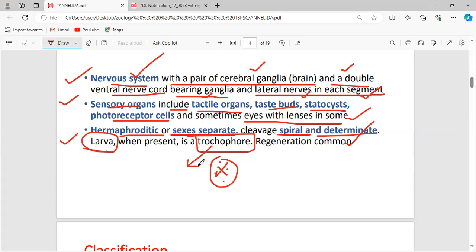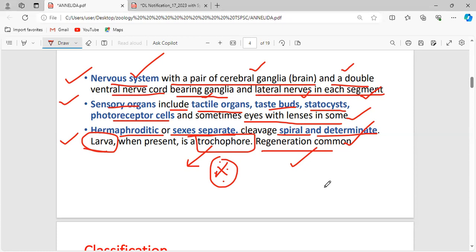So, Trochophore larva is the larval stage undergoing metamorphosis in the phylum Annelida. Clear? And regeneration is common. The capacity of regenerating their own body parts is commonly seen here. This is the most common point when it comes to the invertebrates.